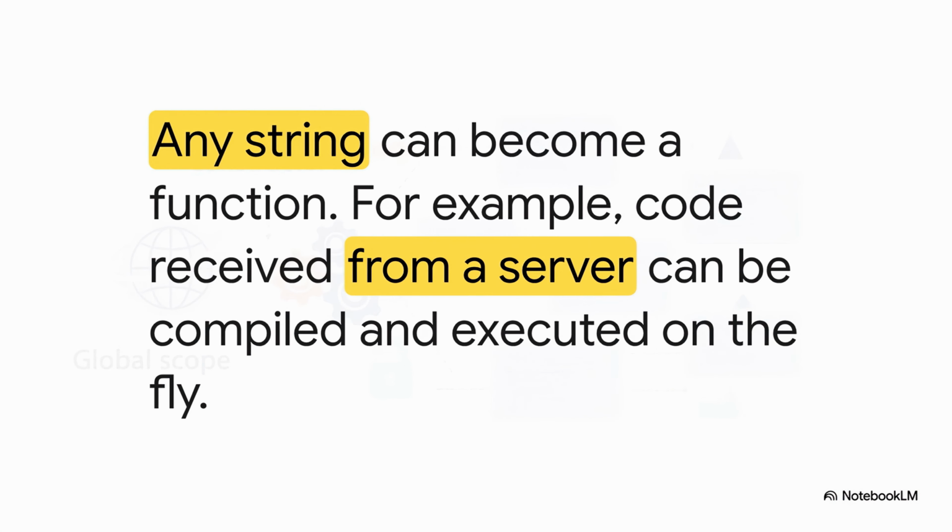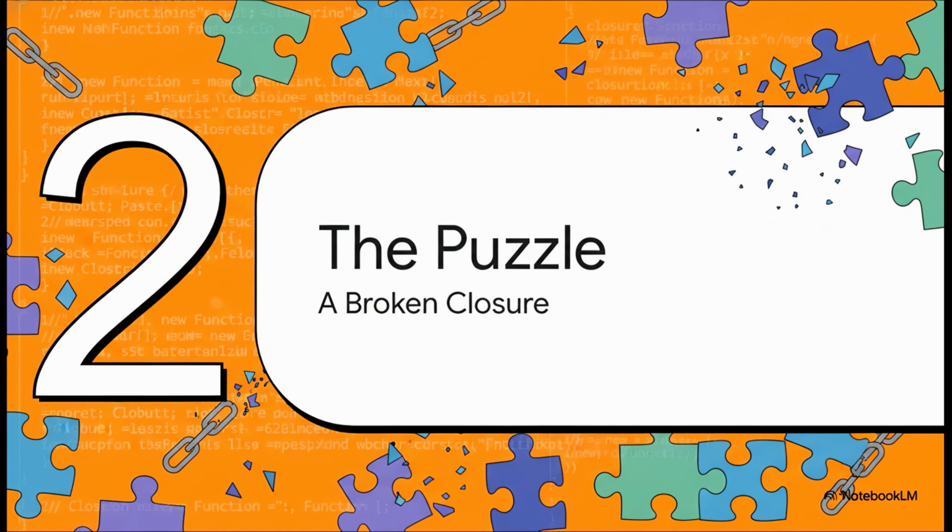Now this is where it gets really powerful. Think about it. Any string can become a function. You could, for example, get some code from a server and then compile and run it right in the browser. You could take simple strings like a, b, and return a plus b, feed them into new Function, and bam, you've got a working addition function. But, and this is a big but, this power comes with a super strange quirk. And that quirk leads us right into our big puzzle for today.